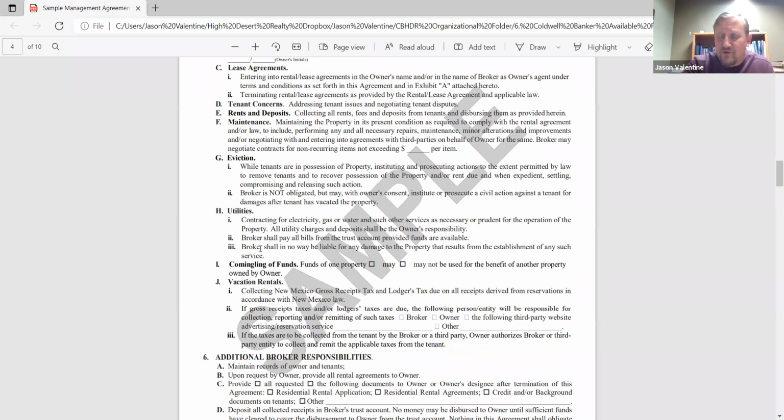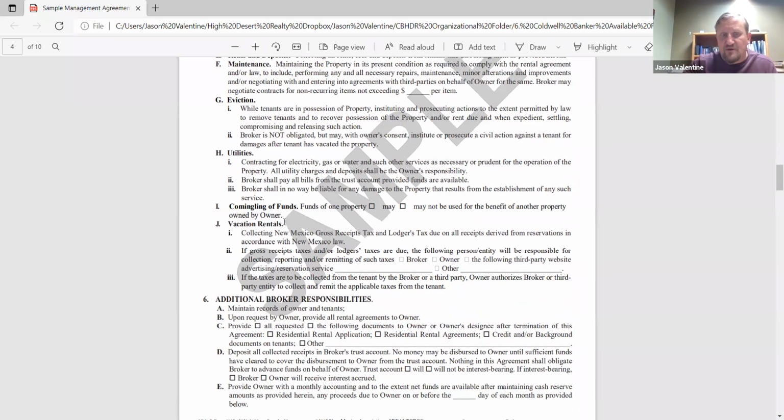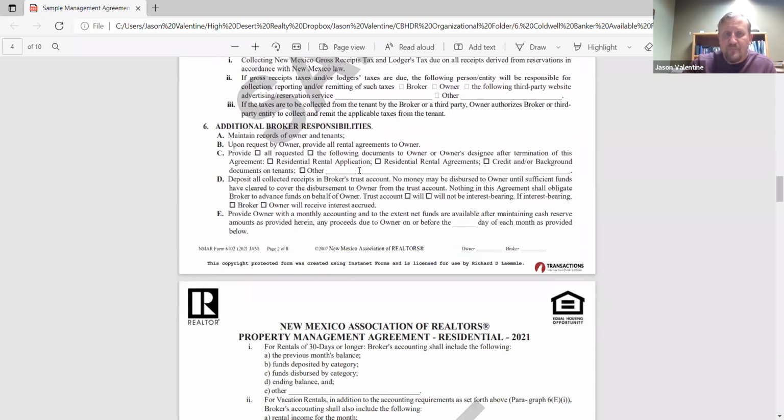So even if you have multiple properties with us, and let's say property A has an expense that's bigger than what's in property A's account, I'm going to call you and ask you for a separate check on that. I'm not going to take property A and property B and try to merge the two together. Vacation rentals, we don't do the short-term vacation rentals, so we don't have to hit that.